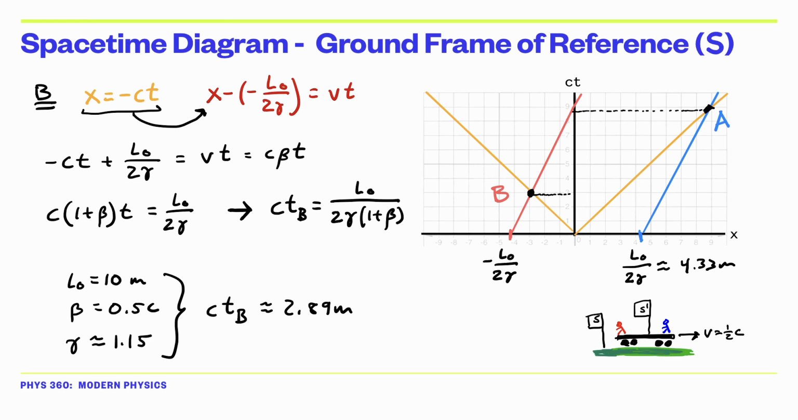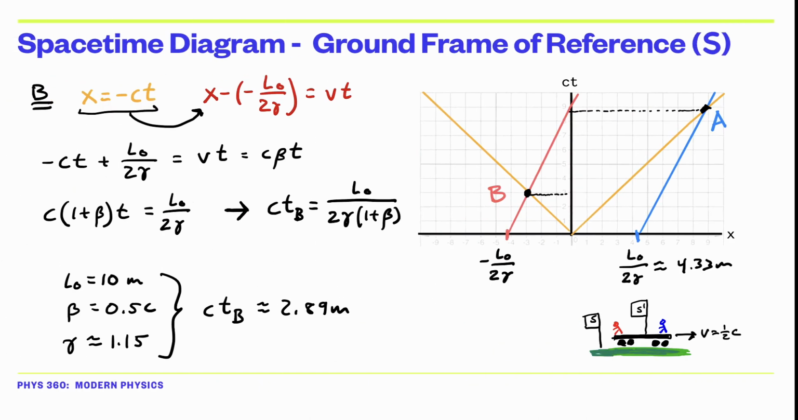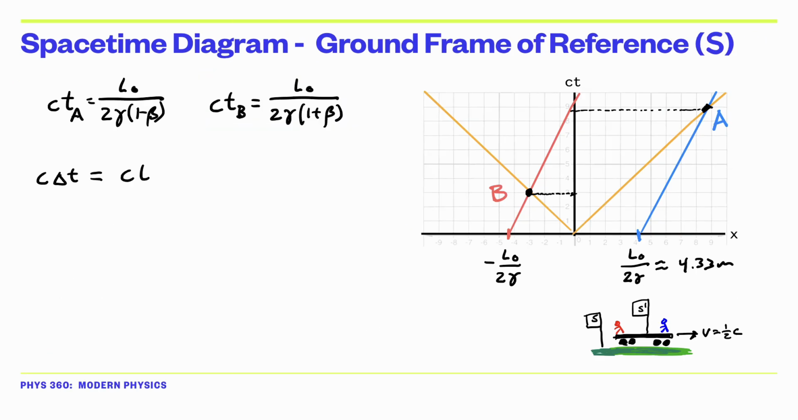We now find the time difference between event A and event B. The position of Mr. Red initially is minus L0 over 2 gamma, taking into account length contraction. Let's go back and retrieve our results for events A and B. We can now subtract these two values to find the difference in time. Plugging in for ct_A and ct_B gives L0 over 2 gamma times (1 minus beta) minus L0 over 2 gamma times the quantity (1 plus beta).